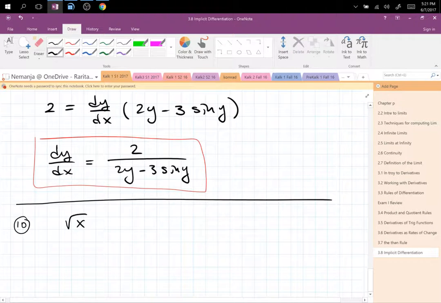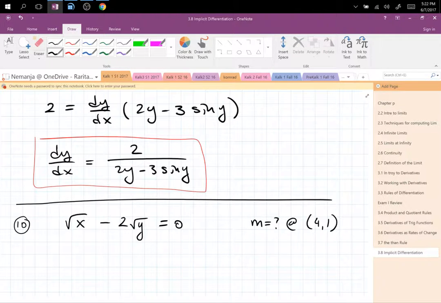Square root of x minus 2 square root of y is equal to 0. And they want to find the slope at (4, 1). Notice how they gave you an x and a y. So your job is to find the derivative, and then once you have the derivative, you plug in the point to get the slope. All right, let's see.